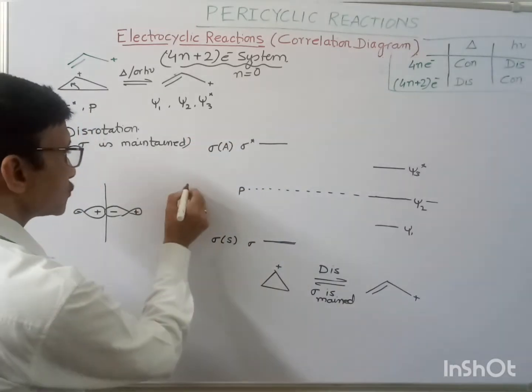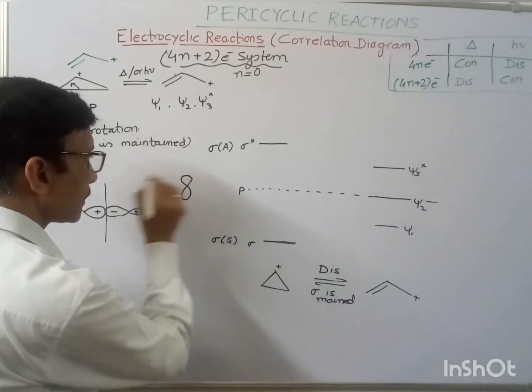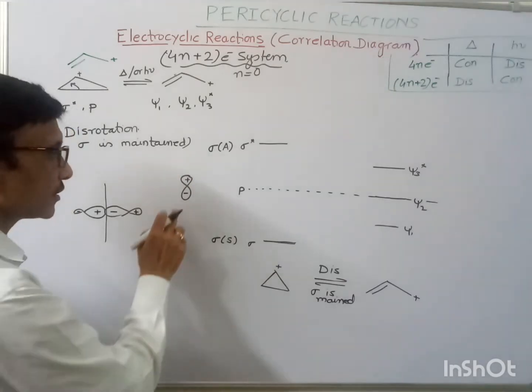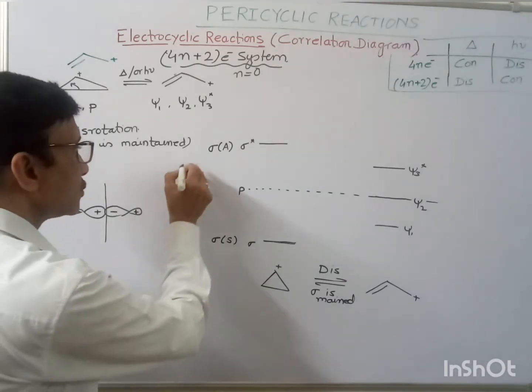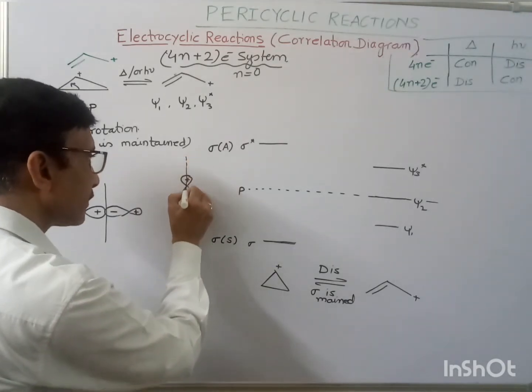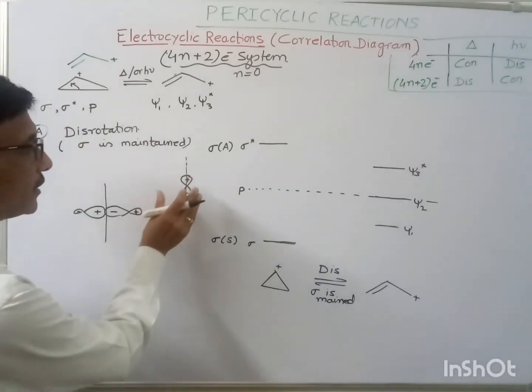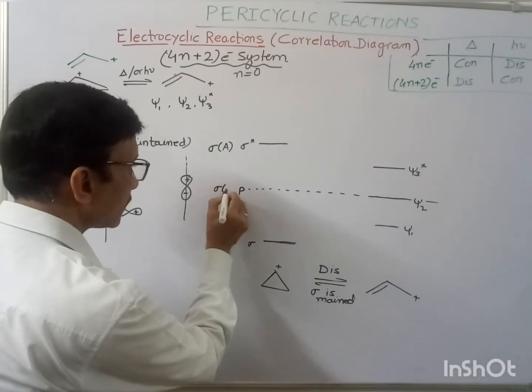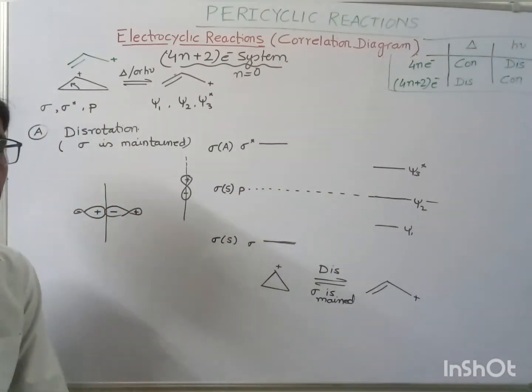What about p? This is the p orbital, plus minus. One lobe has a plus sign, another lobe has a minus sign. If we pass a mirror plane from the center, then it is symmetric. This is symmetric with respect to sigma. So I should write sigma S over here.